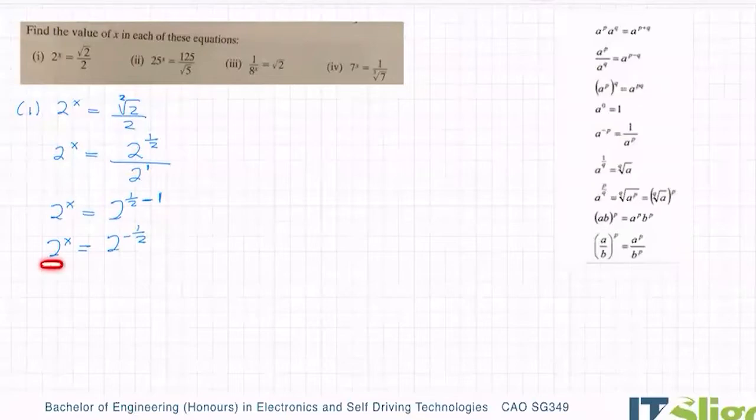So you can see the base numbers are the same now, and now I equate the powers. So x is equal to minus a half is your answer.